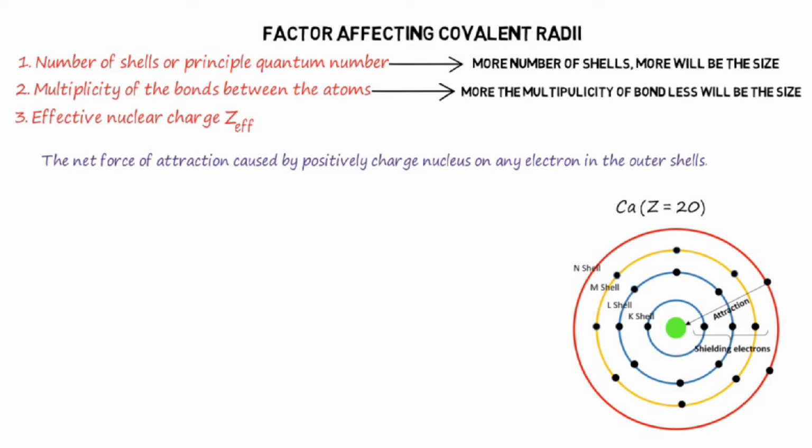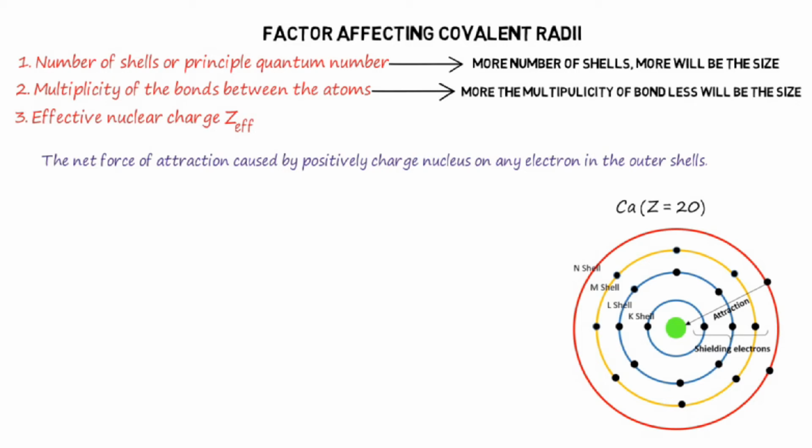At the same time, the outer electrons observe force of repulsion by all the electrons present in inner shells. These electrons are called shielding electrons or screening electrons, as they shield the nucleus from the attractive force exerted by electrons in the outermost shell. This effect is called shielding effect.